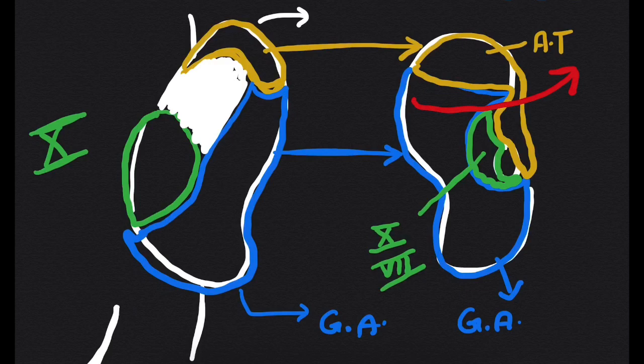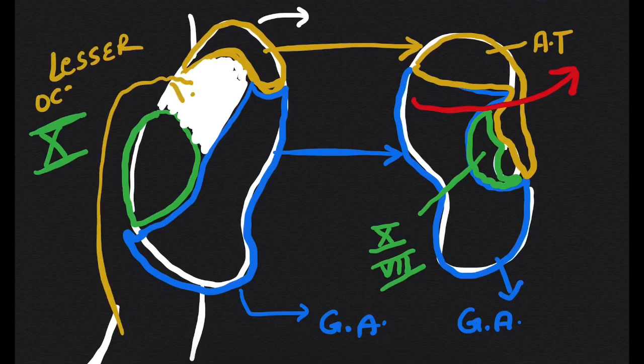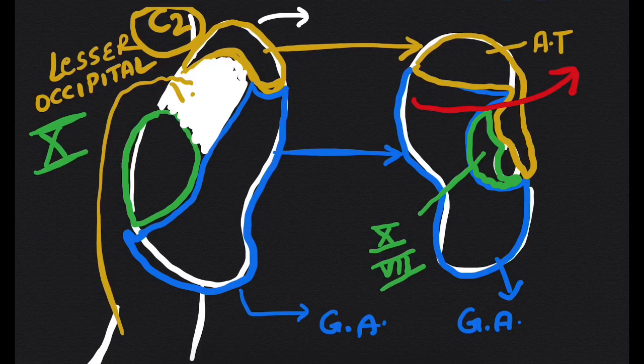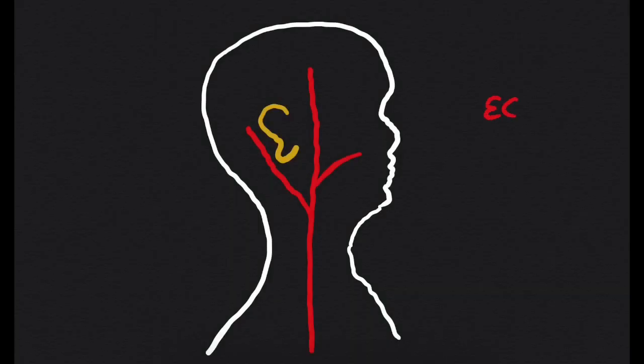But see, this white portion is left. This is supplied by another nerve over here that's called the lesser occipital nerve. It is also a branch of the cervical plexus, supplied by C2. So now we have done the nerve supply. Now we'll move to the arterial supply.